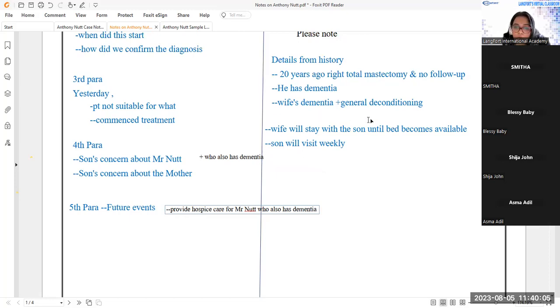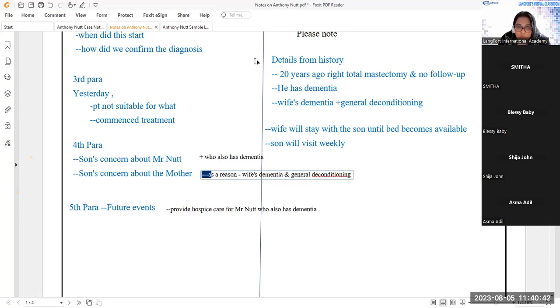Now, what about wife's dementia and general deconditioning? Why is the son concerned about his mother? Due to dementia. Yes, so here I can use a reason connector. As a reason, I can mention wife's dementia and general deconditioning. Right? Okay, all right. Now, what else?